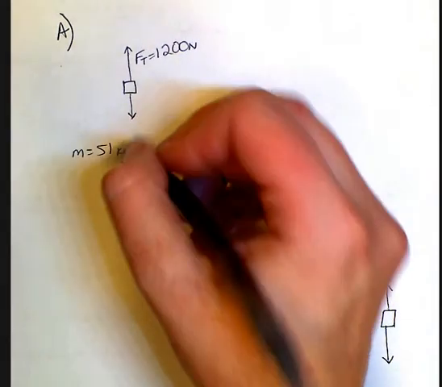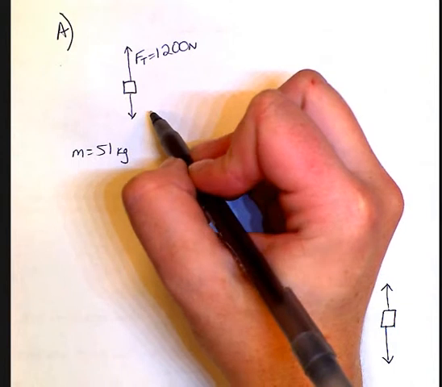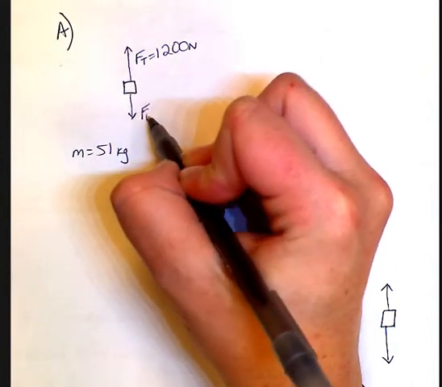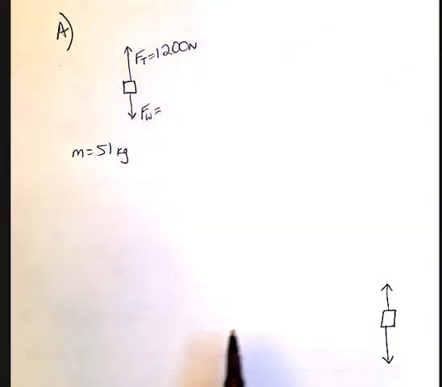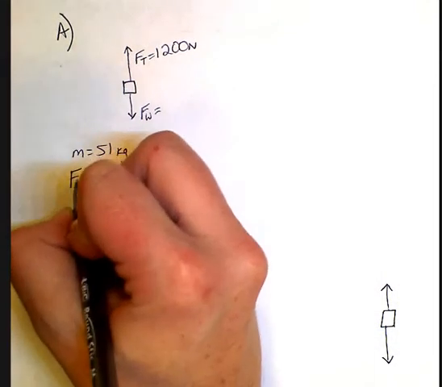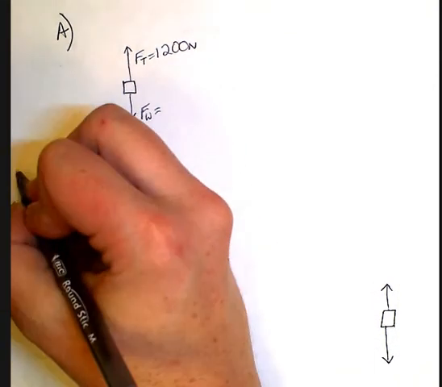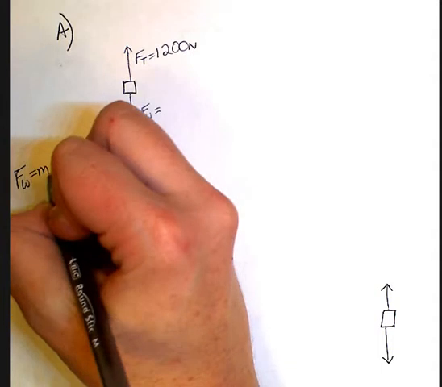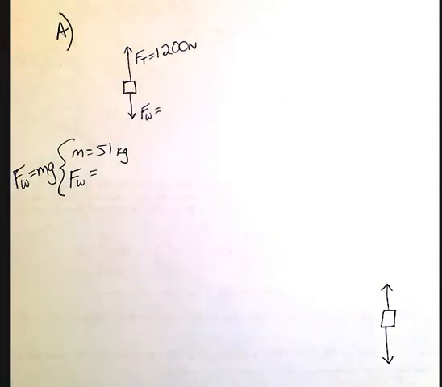Anytime I have a vertical problem, I have to take into account the weight. So this force here is going to be the weight. I'm given the mass, but I can always find the weight from the mass using the equation Fw equals mg. And that's how I can go back and forth between the mass and the weight.